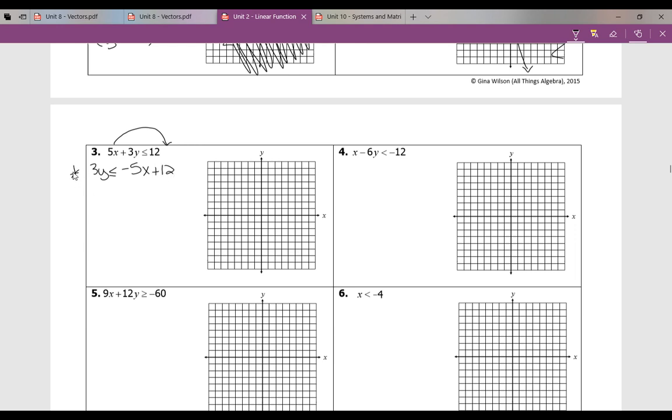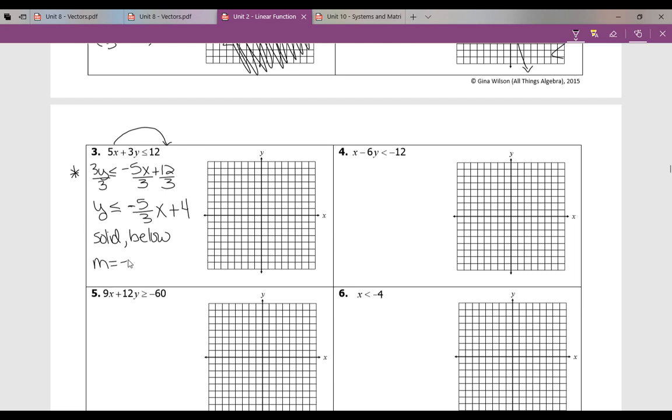Now, at this point, you have to decide, keep the symbol or switch it because you are about to divide. Since we are dividing by positive 3, I'm going to keep my symbol. It doesn't matter what these numbers on the other side turn into. It matters that I'm dividing by a positive 3. So that's negative 5 over 3x, and then 12 divided by 3 turns into 4. So what I see at this point, this is going to be a solid line, and we are going to shade below that line because of the direction the inequality symbol points.